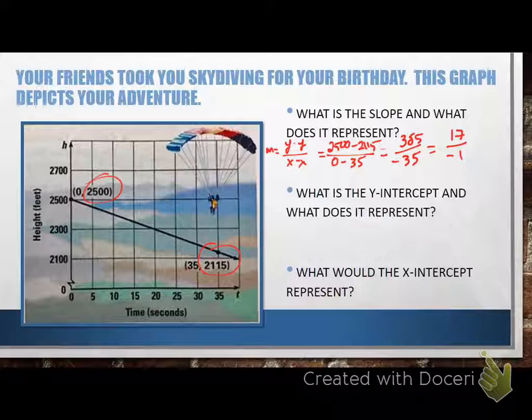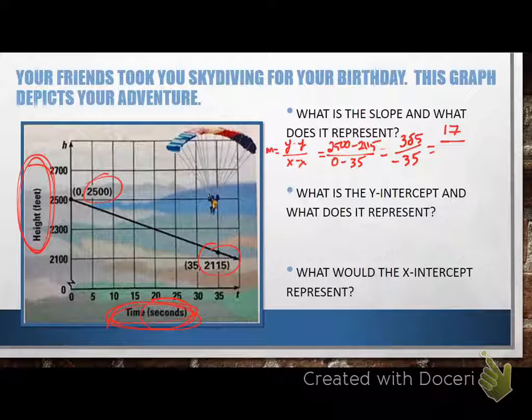Now, pay attention to your context here. You're skydiving. The x-axis is time in seconds. The y-axis is height, right, at a given time. So if your slope were 17 over negative 1, remember that for every denominator, and the denominator is the x's, you get one numerator. The numerator is your y's. So for every negative 1 second, does that make sense? Can time be negative? No. So for our slope to be 17 over negative 1 doesn't make any sense.